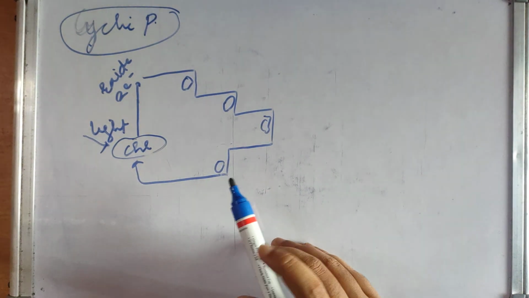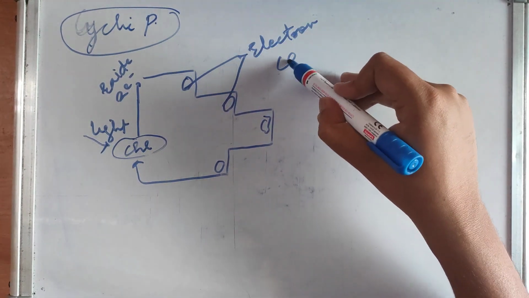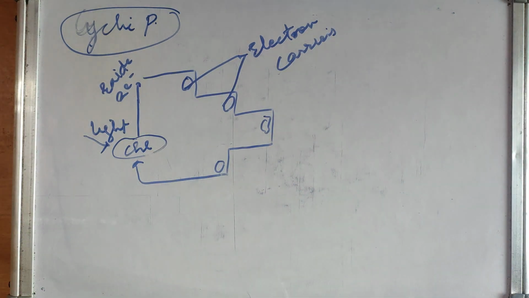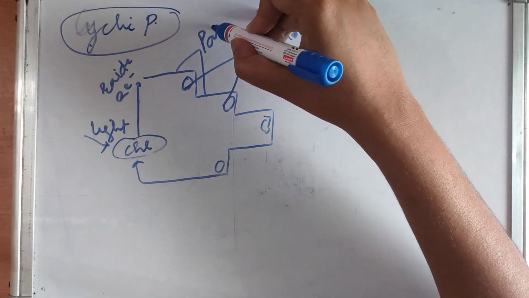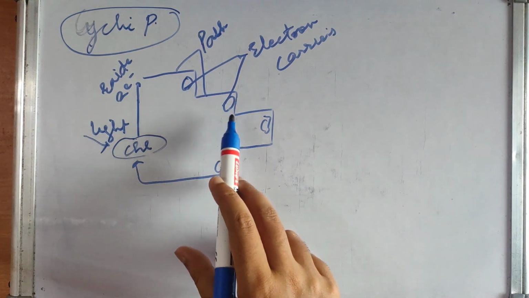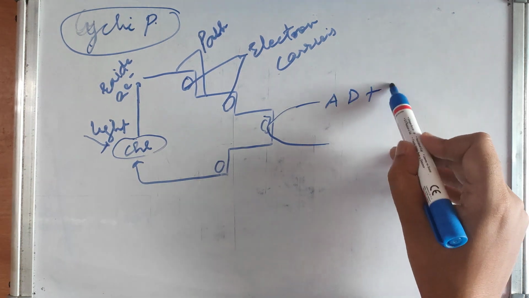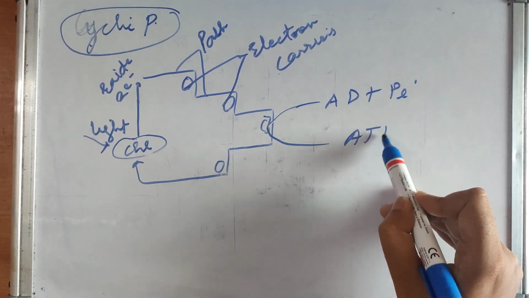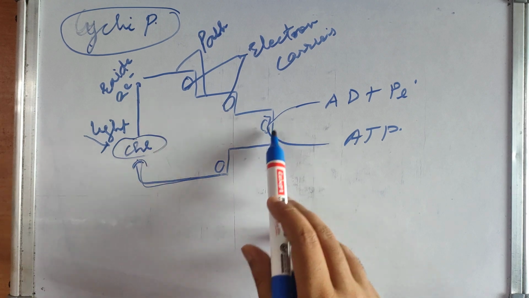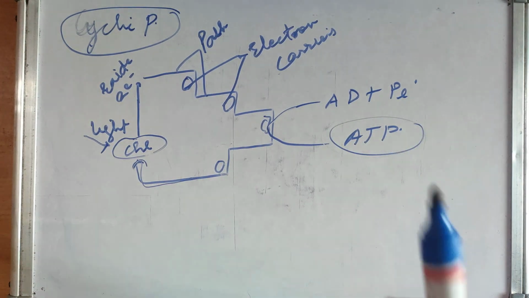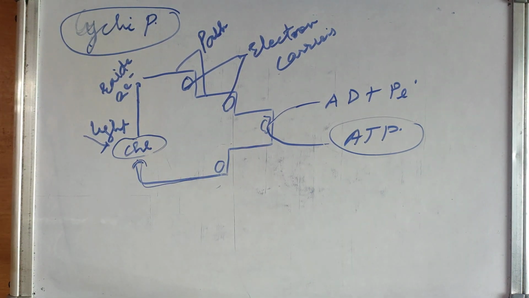These are electron carriers, and this line is the path of the electron. So what happens when the electron comes in here? ADP plus Pi produces ATP. And then again the electron returns to chlorophyll. So you can see the cycle is completed here and ATP is produced. 2 ATP are produced here because 2 electrons are there. So this is what cyclic phosphorylation is.